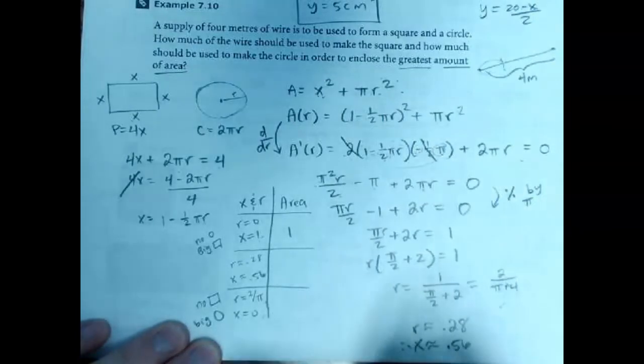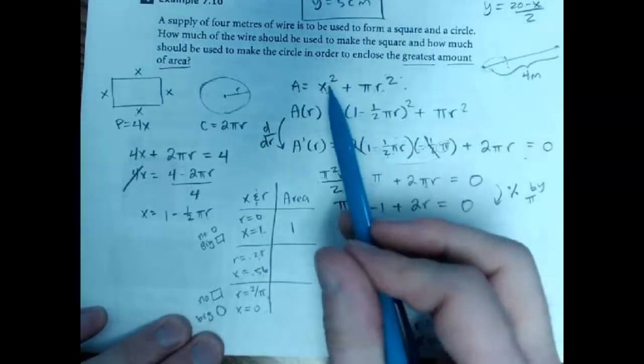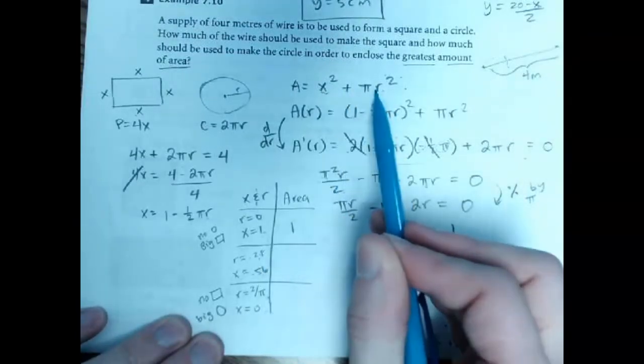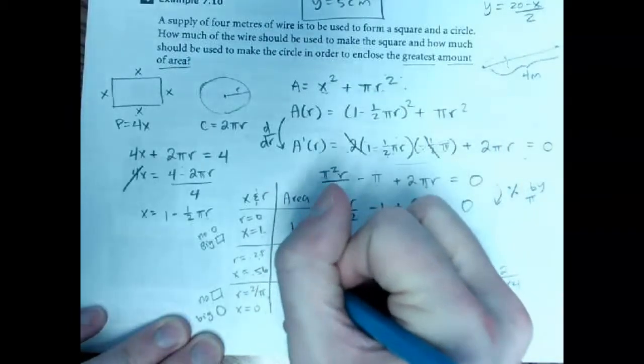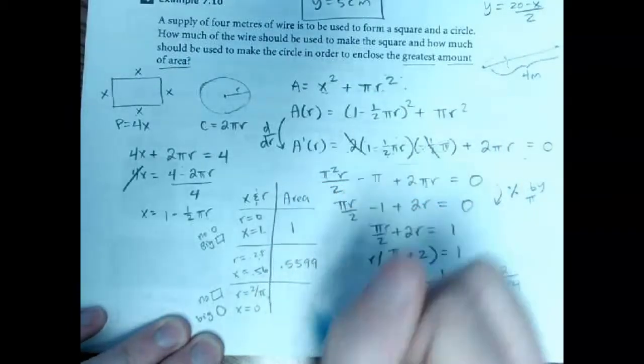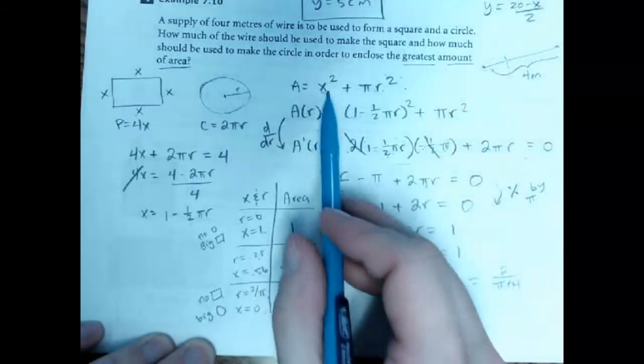If you were to take these two values, which we got from the critical points, the derivative being 0, if you were to take these two numbers and plug them in, plug in the x value for x, plug in the r value for r, what you end up getting is 0.5599.